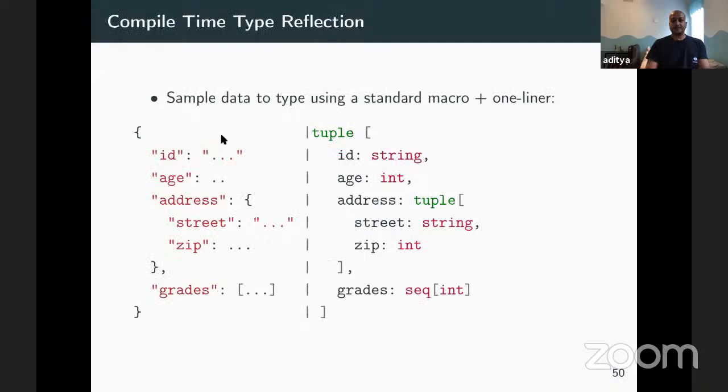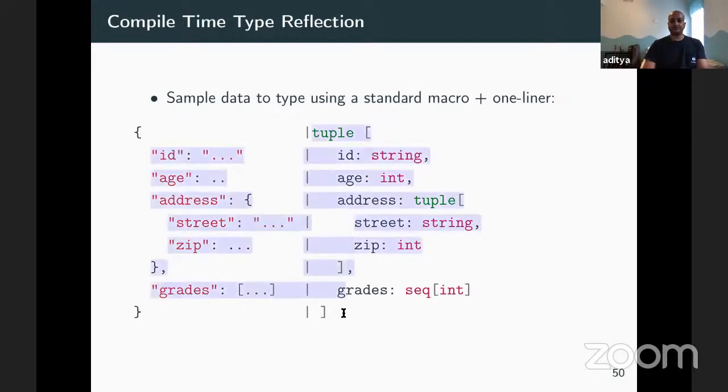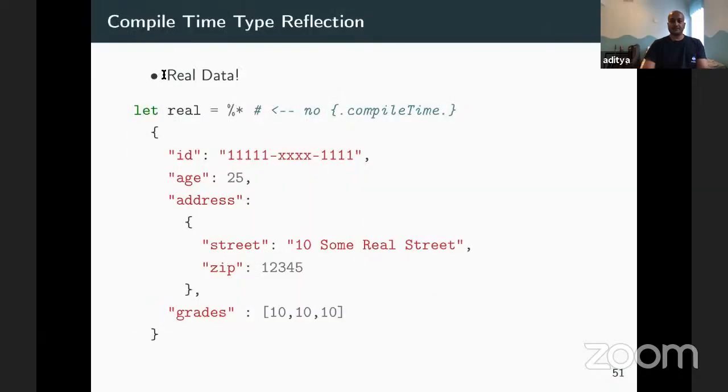And so let's take stock for a second. What have we done here? In a couple of lines, we've gone from sample data to a type, right? And so now we can use that to parse real data. So let's say this is real data.